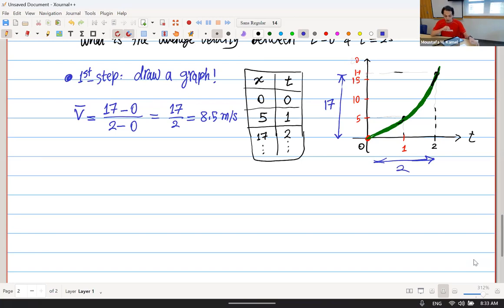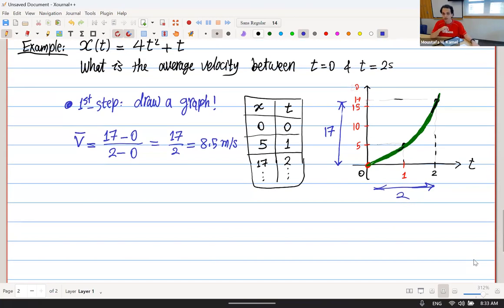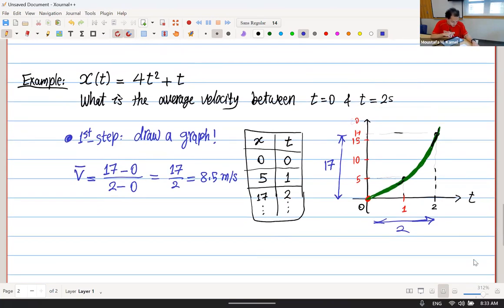18. Why 18? Because if it's 2 squared, that would be 4 times 4. Right, that's correct. Yeah, I'm sorry. That's fine. Yeah, my bad. That's why I need to have a calculator with me, because my brain is not working properly. Okay, so this is 9 meter per second. Thank you.